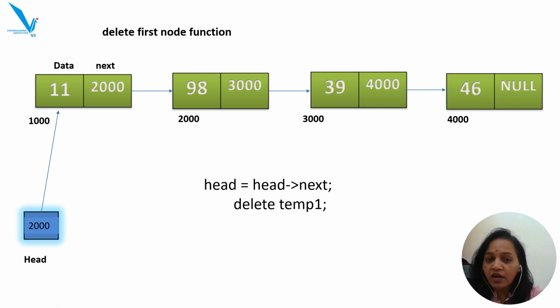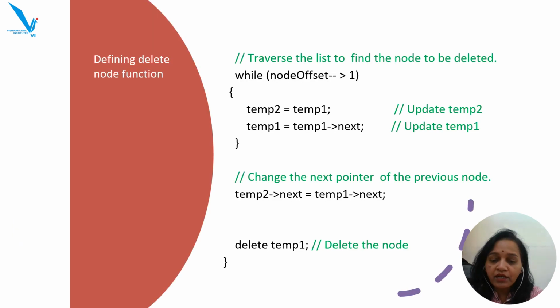So head में क्या आ जाएगा? 2000. So 2000 मतलब कौन सा node? Next node. So head will start pointing to this node now, right? और ये 1000 को point नहीं करेगा, okay? And उसके बाद आपको क्या करना है? Delete temp1. temp1 में क्या था? पहले head ही था, right? So delete temp1. तो temp1 आपने delete कर दिया. जैसे आप temp1 delete करोगे, the first node will be deleted, okay?